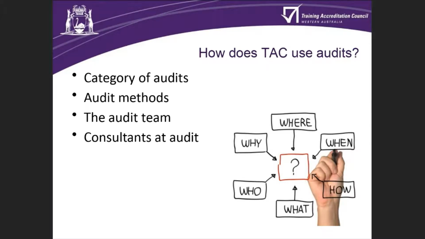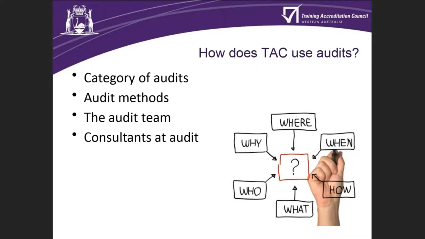Okay, so we've talked about the types of audits, and the other thing that is usually decided by TAC when it comes to auditing is the scope of any audit that is going to be conducted. It will very much depend on the purpose of the audit, but you will be informed at the beginning of the audit process of exactly what the scope of the audit will be.